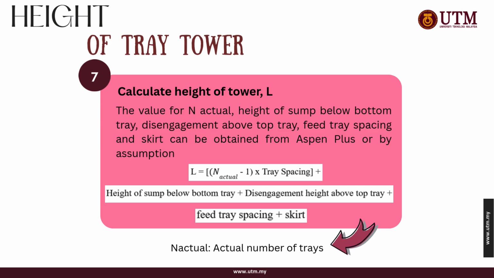Now let's look at how to calculate the height of a tray tower, which we denote as L. We use this formula where L equals N actual minus 1 times the tray spacing, plus the height of sump below the bottom tray, plus the disengagement height above the top tray, the feed tray spacing, as well as the skirt. Note that N actual is the actual number of trays, and the values for N actual, sump height, disengagement height, feed tray spacing, and skirt can be obtained from Aspen Plus or by assumption.